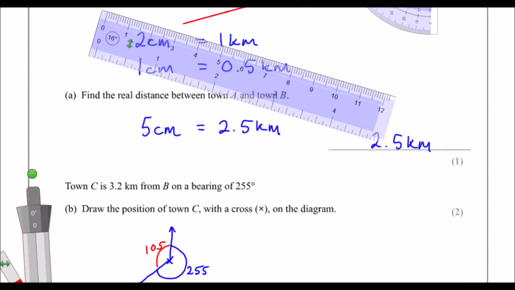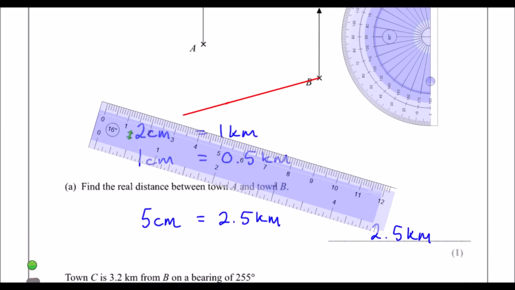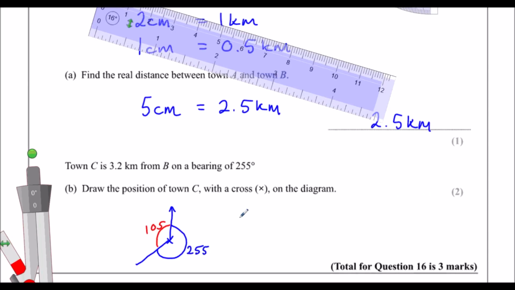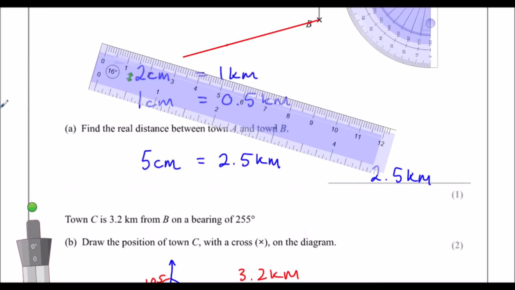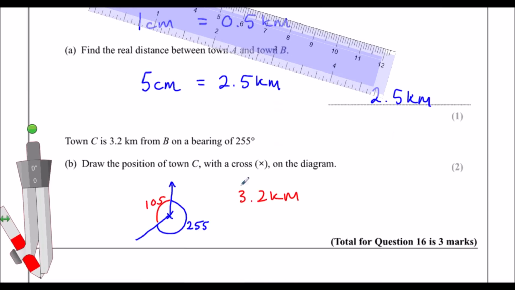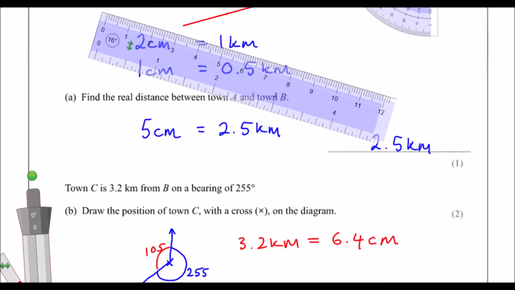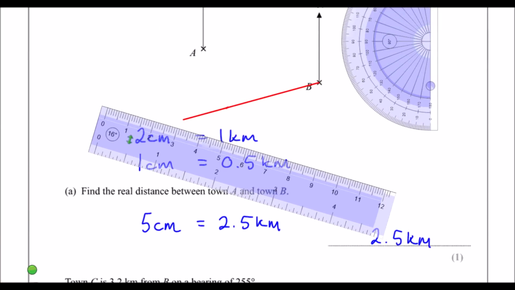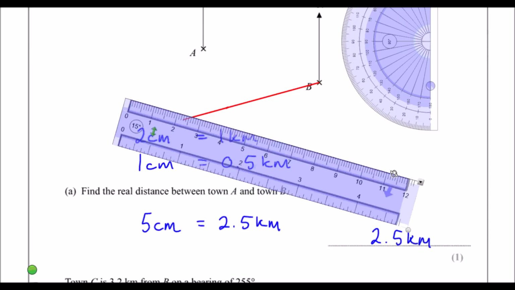But we also need the distance of 3.2 kilometers. So 3.2 kilometers. Each 1 kilometer is 2 centimeters. So 3.2 kilometers will be 6.4 centimeters. Every 1 kilometer in real life is 2 centimeters on the map. So that's 6.4 centimeters. So we need this line to be 6.4 centimeters long.